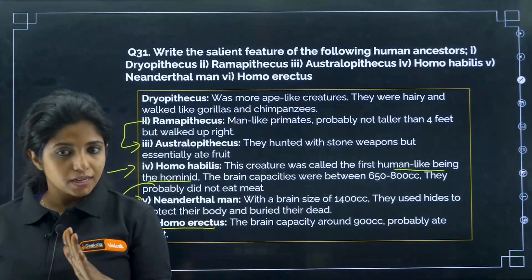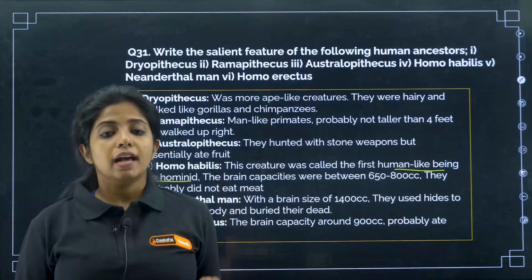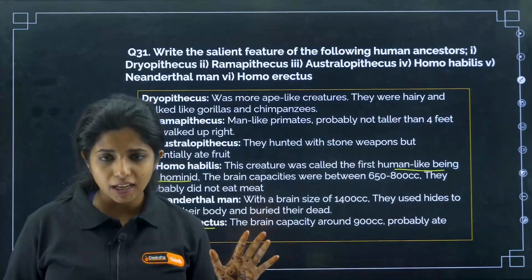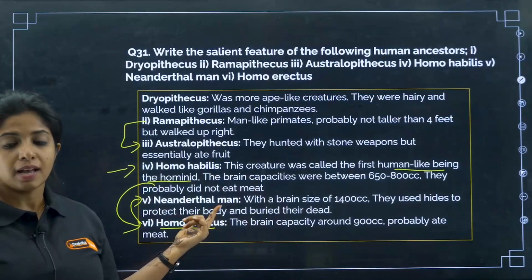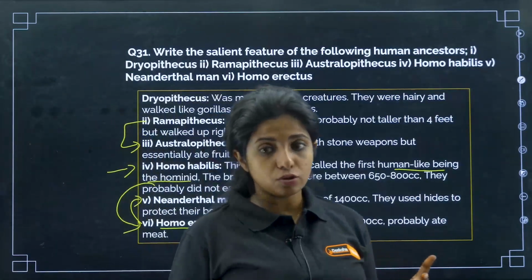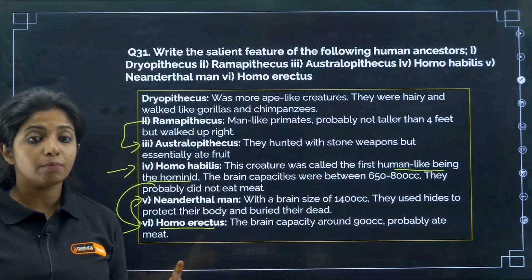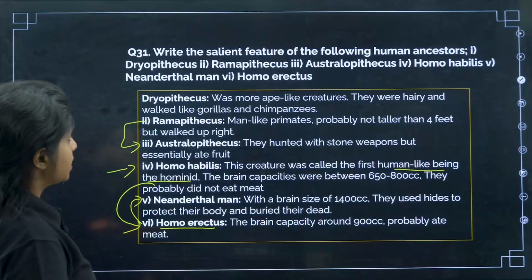Then came Homo erectus, the brain capacity increased and they stood totally erect, my dear children, and they had 900 cc brain capacity. They ate meat. Now the Neanderthal man came, they arose from Homo erectus, and their brain capacity greatly increased to 1400 cc, and they used to protect their body and bury the dead as well. Cool. So that is there.